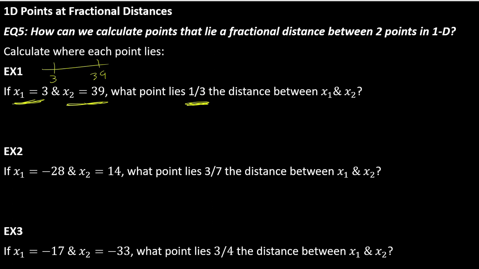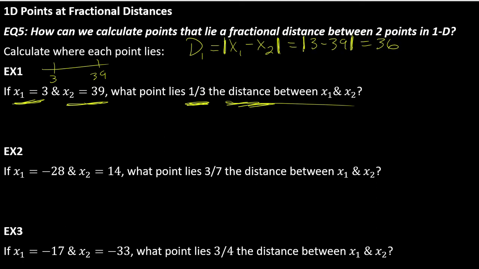What point lies 1/3 the distance between x1 and x2? Right, well, what is the distance? So the distance between x1 and x2, we're going to use our formula here. And that's very simply going to be the absolute value of 3 minus 39, which is simply just going to be 36.